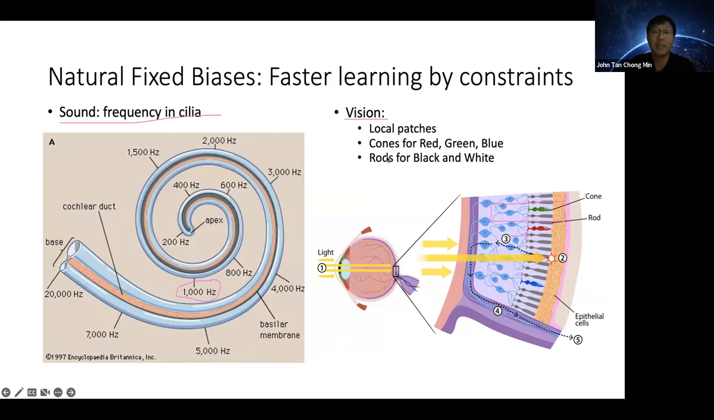So it's either black or white. So all this means that vision is highly localized. Okay, the cones, the red, green, and blue, give you biases for the different colors. And the rods give you biases for night vision. So all this means that you don't have to learn what's a red, what's a green, what's a blue. It's all given to you. And there's a huge benefit to that.